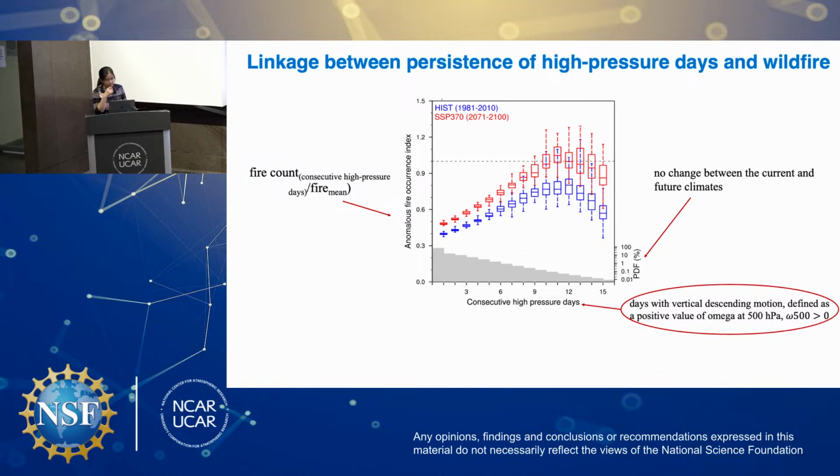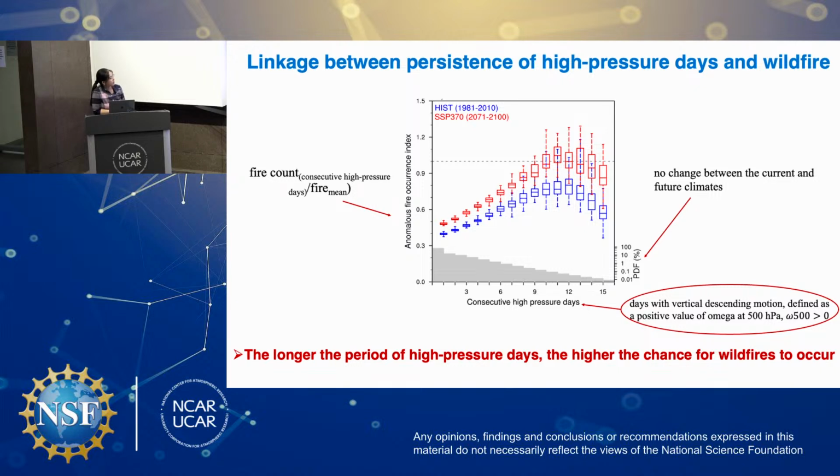So you have descending motions, and this is the fire occurring index, which we get as a normalization of the fire count associated with the high pressure days and the total of the fire. And this is just the PDF of the number of the samples. And different colors for the historical and the future. So from this, you can see that the longer the periods of high pressure days, the higher the chance of fire occurrence, which is very obvious for the first 12 days here.